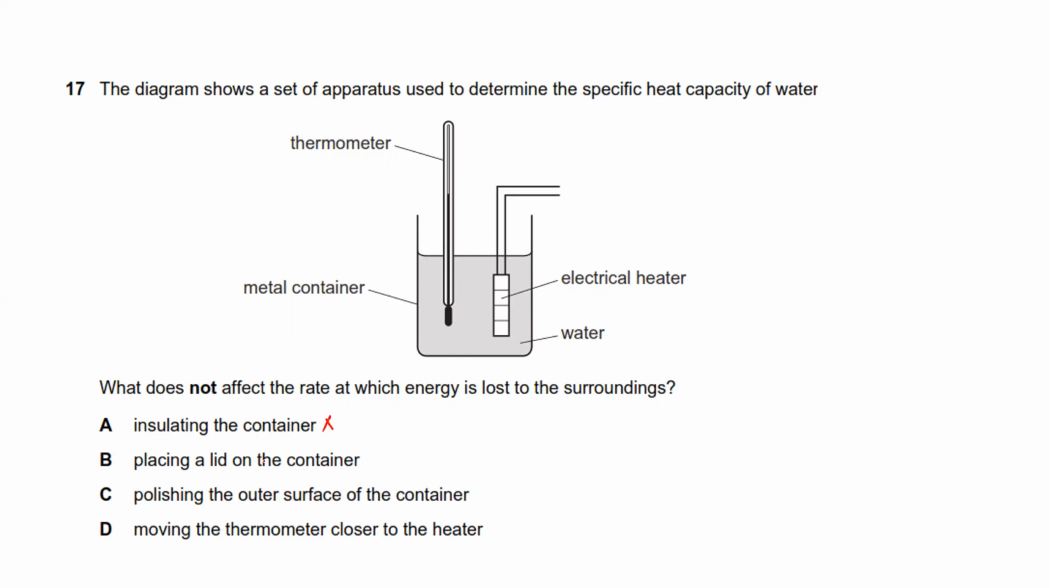So yes, placing a lid on the container will also decrease the energy that is going out from the top. No, polishing the outer surface will make it a good reflector of energy, so it will not affect. Moving the thermometer closer will have no effect on the energy that is lost to the surroundings. So answer D will be the best choice we have.